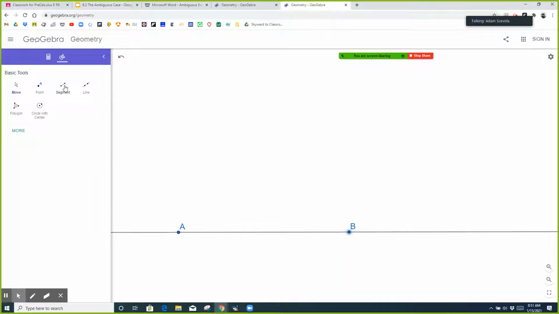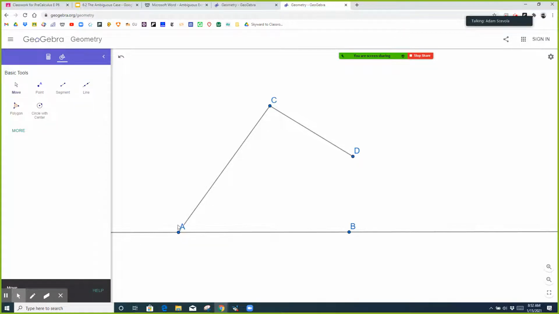Now I'm going to take a segment. So I'm going to hit line segment, and I'm going to make a segment AC. So I'm going to hit point A and then another point up here. Then I'm going to make a third segment CD by clicking point C and then making another segment there. So we should have this sort of incomplete triangle. And as you catch up to me, I'm just going to hit the arrow tool and adjust these letters so it looks a little nicer.